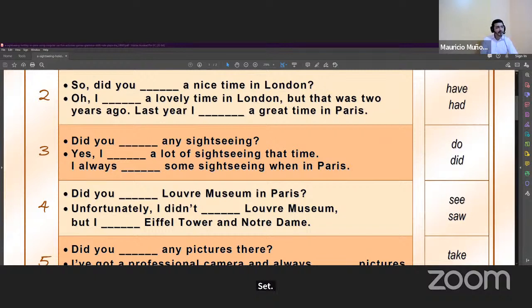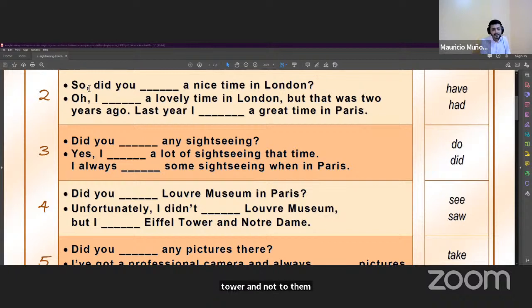Well, so the way you used the verb was perfect. Okay, well done. So all the exercise number 4 is in past. Yes, todo el ejercicio 4 está en pasado. That's correct. So did you see? Unfortunately, I didn't see, but I saw. Okay? So, did you see? I didn't see, but I saw Eiffel Tower and Notre Dame.